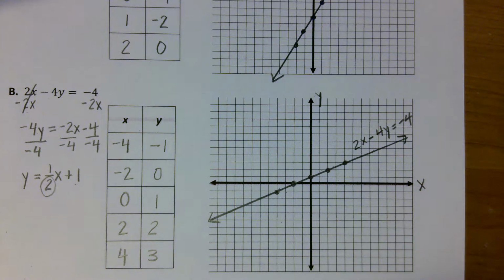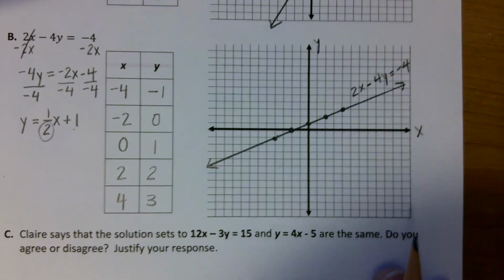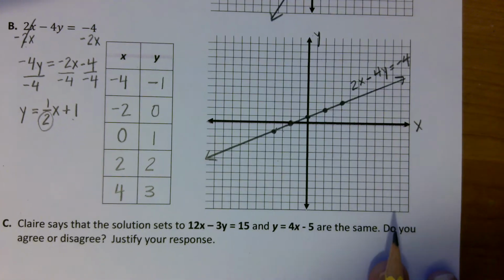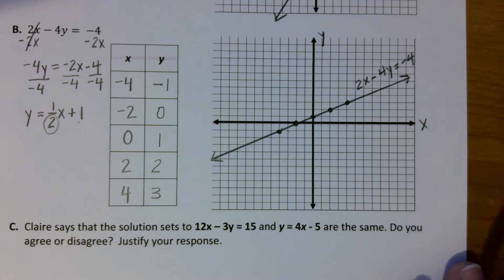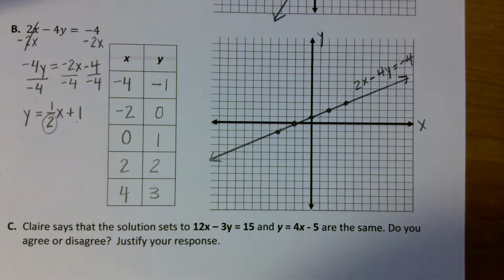All right, let's take a look at our last question. Claire says the solution sets to 12x minus 3y is 15 and y equals 4x minus 5 are the same. Do you agree or disagree? Justify your response. So we have to do two things. We have to say, do we agree or disagree with Claire? And we have to show why we agree or why we disagree.